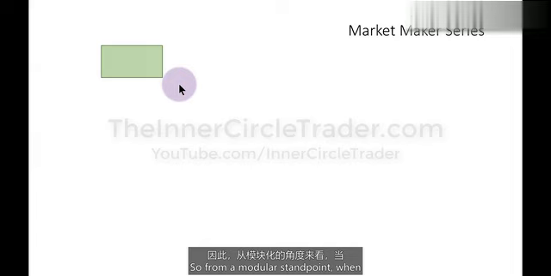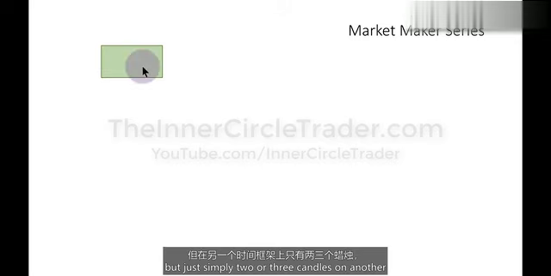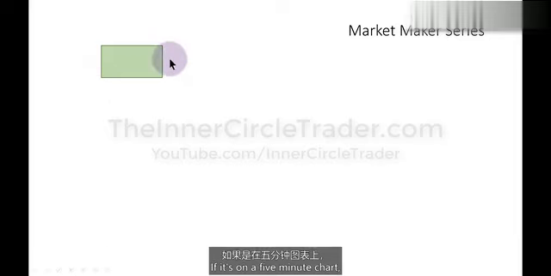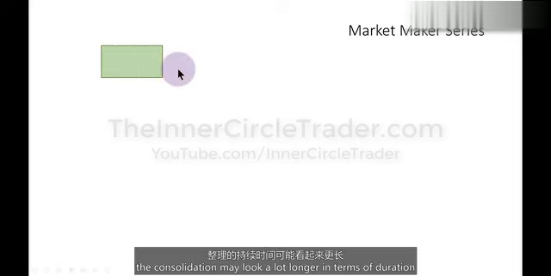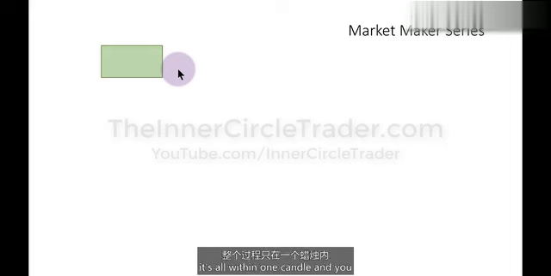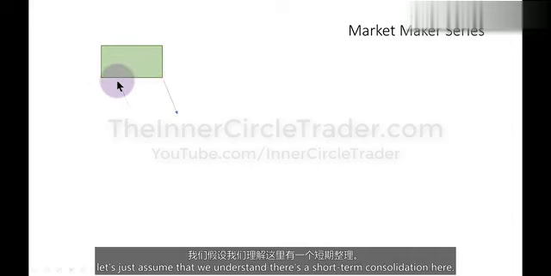So from a modular standpoint, when I say that the market is usually in some kind of a short-term consolidation, it could be consolidation on one time frame, but just simply 2 or 3 candles on another time frame that would be higher up. So it's all relative to what you're expecting in terms of the market price. If it's on a 5-minute chart, the consolidation may look a lot longer in terms of duration, versus if you look at it from a 4-hour chart, it's all within one candle and you don't even see a consolidation. But for the sake of continuity, let's just assume that we understand there's a short-term consolidation here.